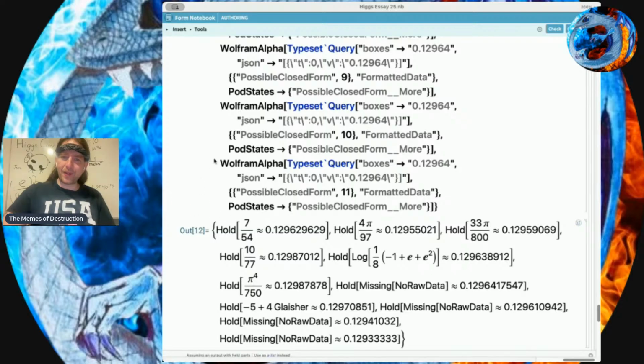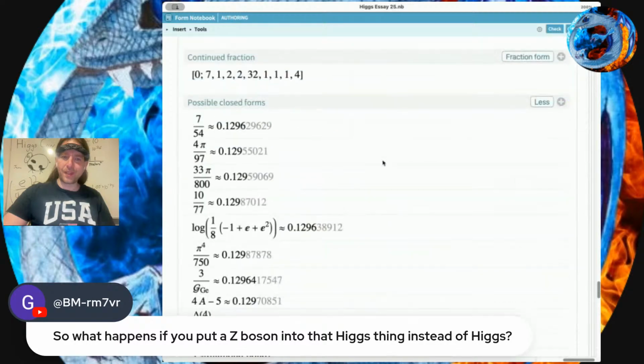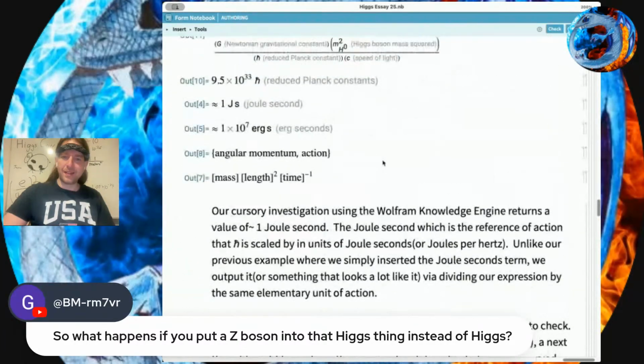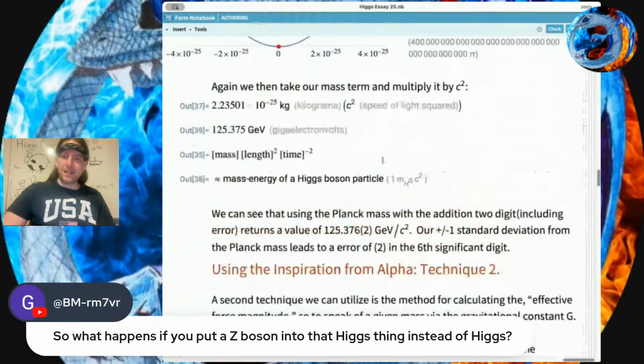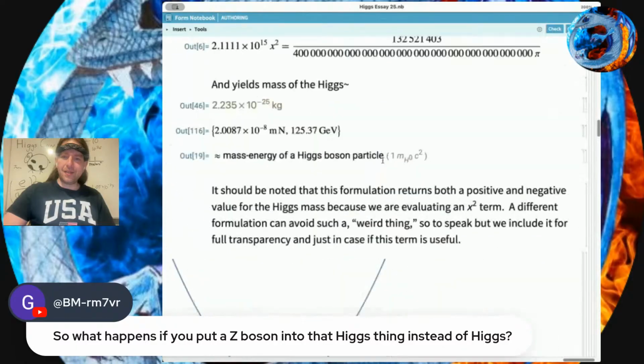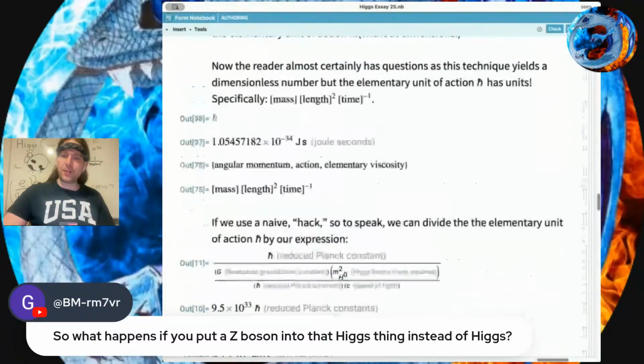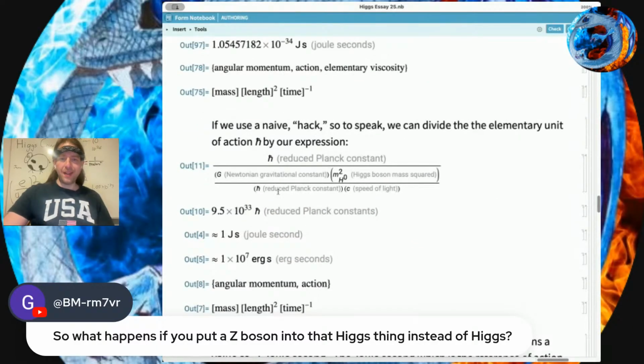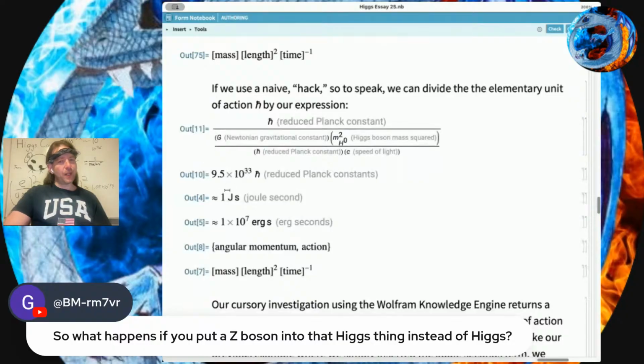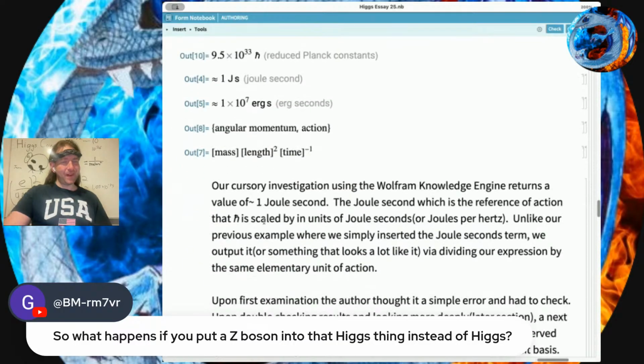Okay, so what happens when we put the Z bosons on instead of the Higgs? Good question. We get, instead of outputting that 1 joule second, so the claim is, and again, it's just using the Wolfram data, and then we went a little bit more the other way, plus that approximately 1 joule second, about 10 to the 7 erg seconds. Again, I claim a very underappreciated unit.